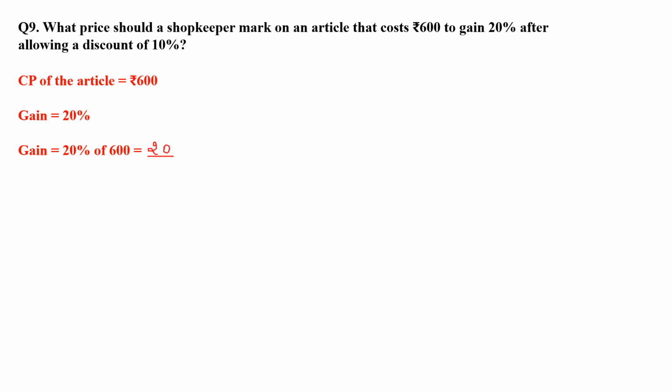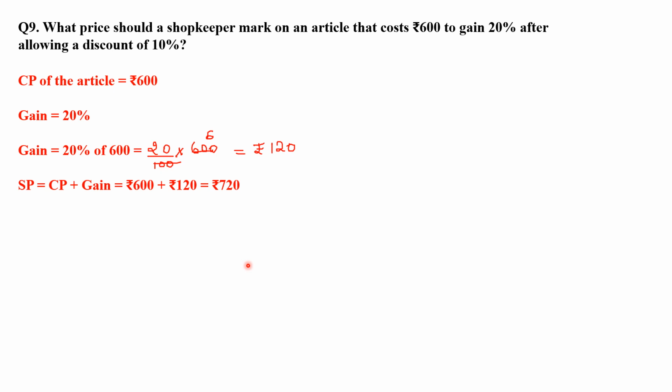So it will be 20 by 100 into 600, and if you reduce it, 100 times 6 is 600. So gain is 120 rupees. So what will be the selling price of the article? Selling price will be cost price plus gain, which will give 600 plus 120, and the final selling price will be 720 rupees.